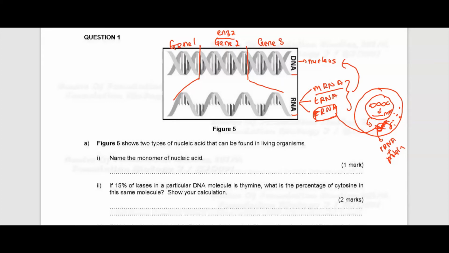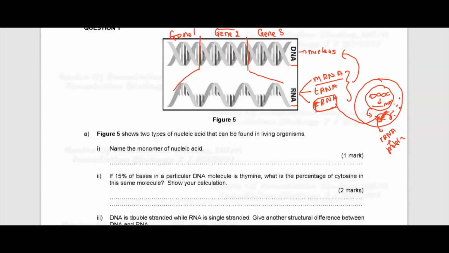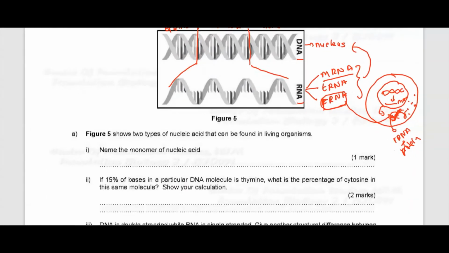Now we are going to look at the question. Question A shows figure 5, which shows two types of nucleic acid that can be found in living organisms, which are DNA and RNA. DNA stands for deoxyribonucleic acid, and RNA stands for ribonucleic acid. The question asks, name the monomer of nucleic acid. The monomer for nucleic acid is really easy, which is obviously the nucleotide.